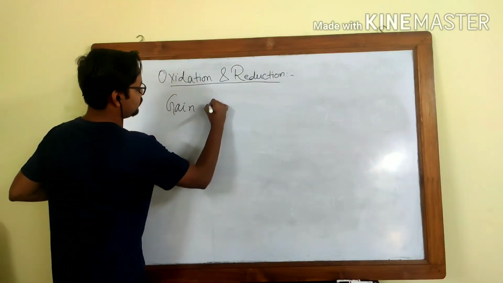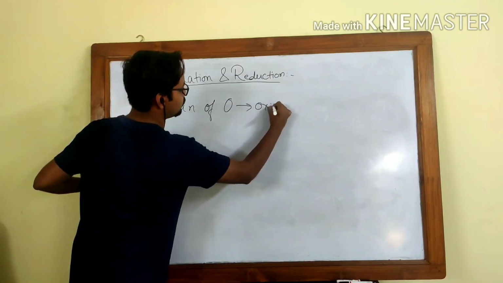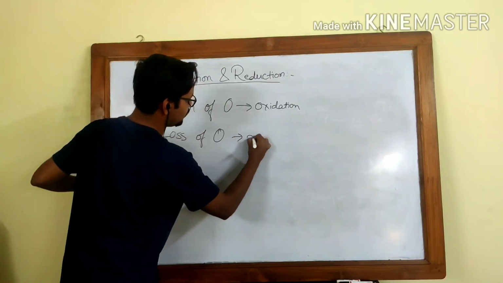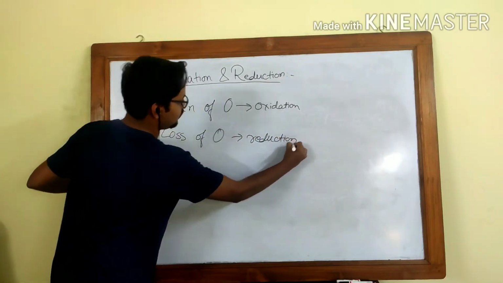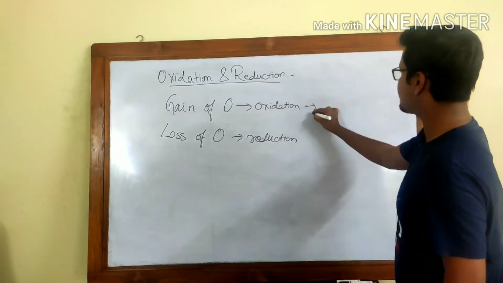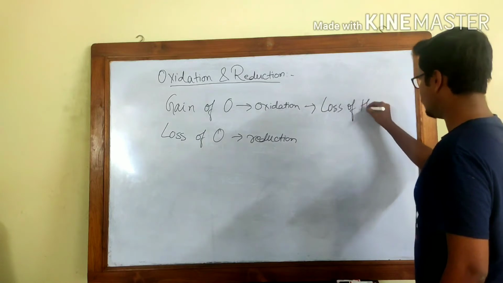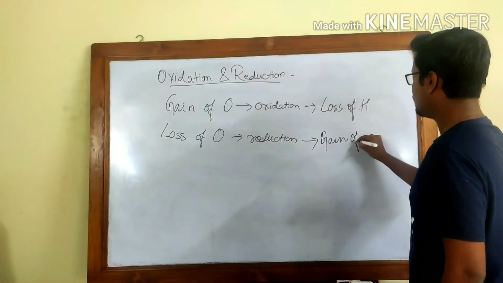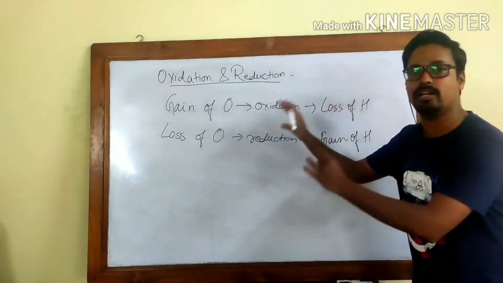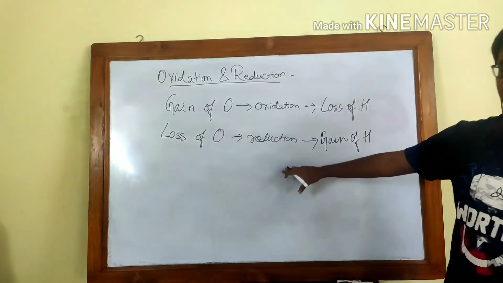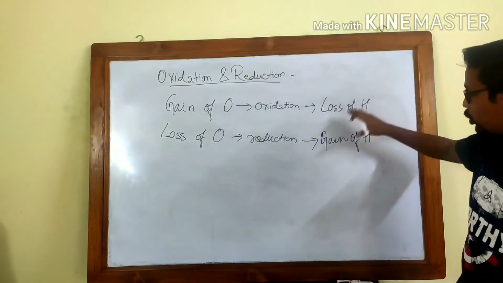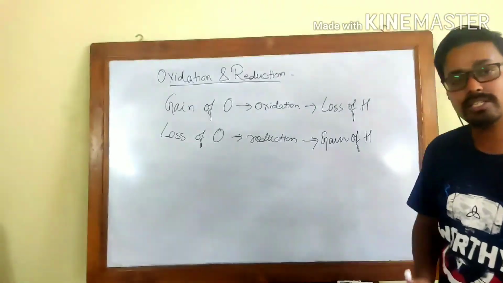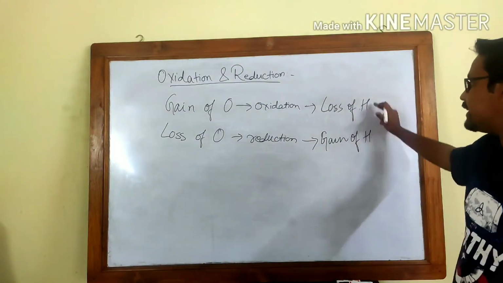Gain of oxygen is called oxidation, and loss of oxygen is called reduction. This oxidation is same as loss of hydrogen, and reduction is same as gain of hydrogen. So this is the basic law between oxidation and reduction. Okay, so gain of oxygen or loss of hydrogen is oxidation, and loss of oxygen or gain of hydrogen is reduction. So let us see some reactions regarding this case, loss and gain of hydrogen.